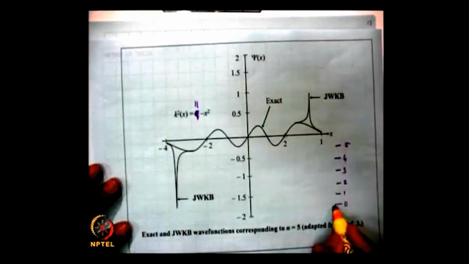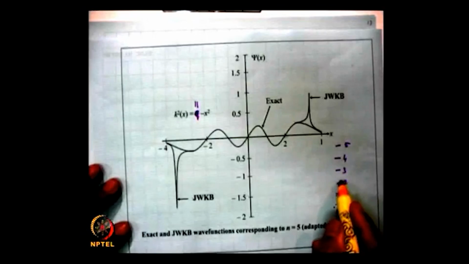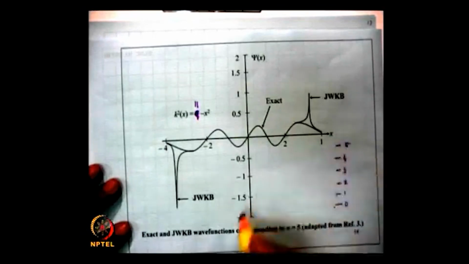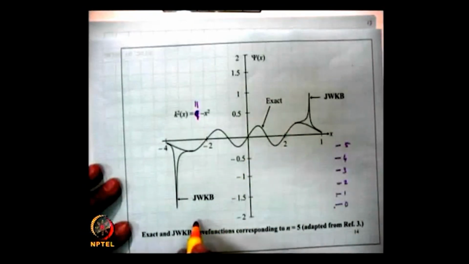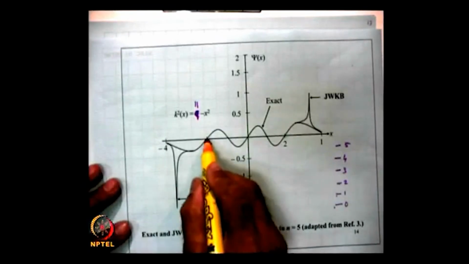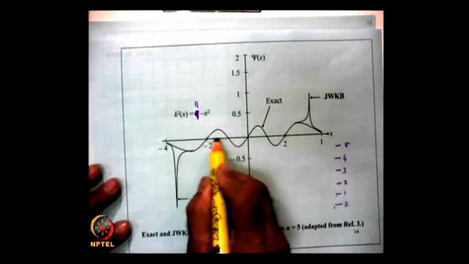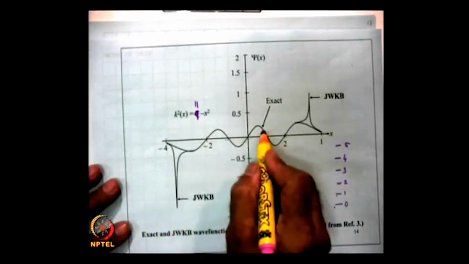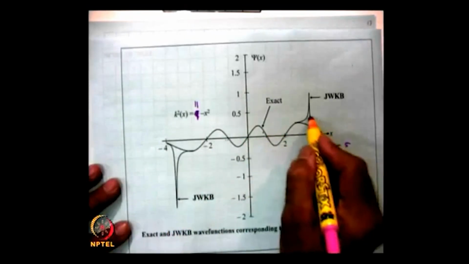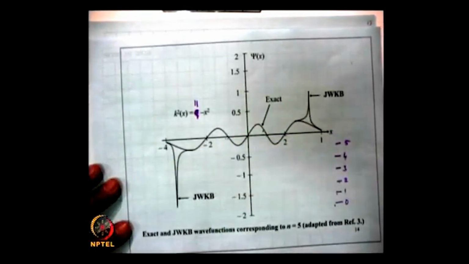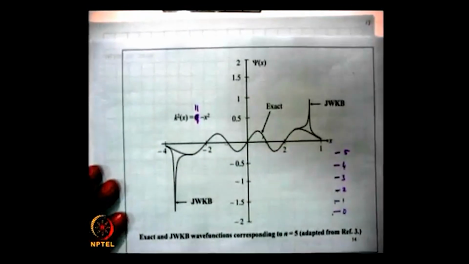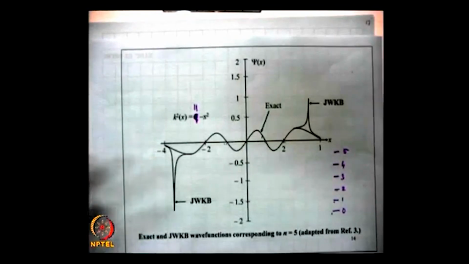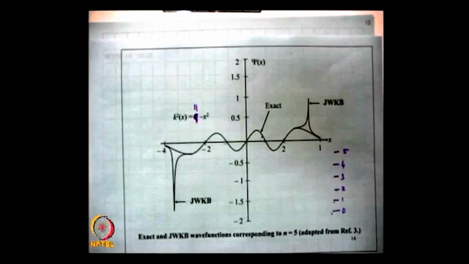This is half h cross omega, 3 halves, 5 halves, 7 halves, and so on. So, this is the n equal to 5 state, and the n equal to 5 state will have 5 zeros, 1, 2, 3, 4, 5 zeros. This is the exact solution, and this is the JWKB solution, which agrees quite well with the exact results.